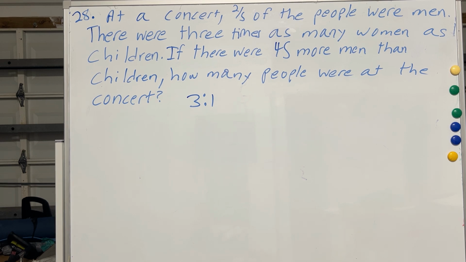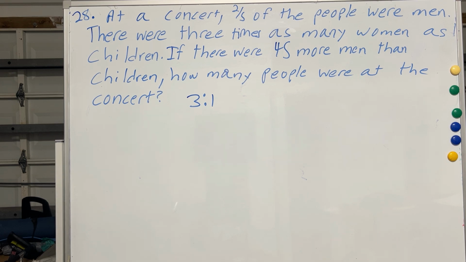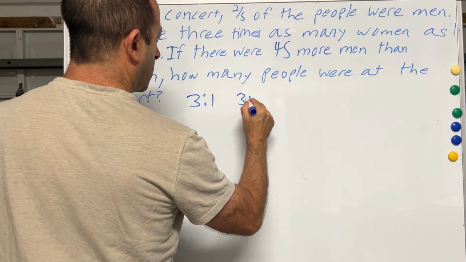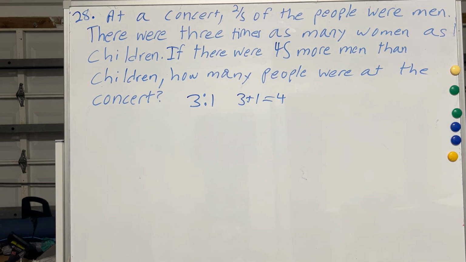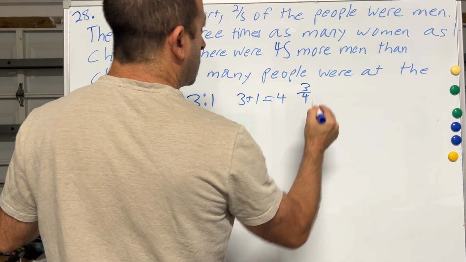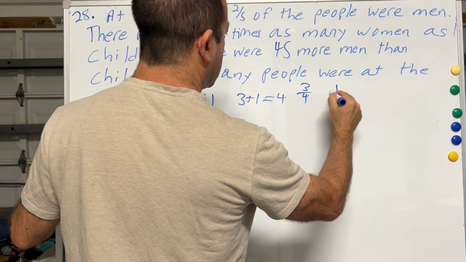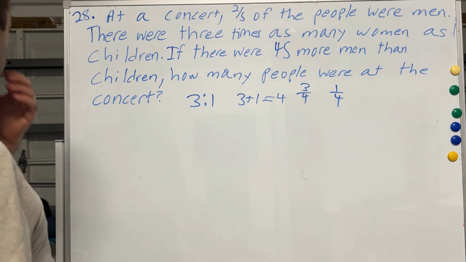And the answer to that is simple. The denominator is the total number of parts. So we add the 2 numbers in the proportion. And so if we want to know the fraction that were women, it's 3 out of 4. The fraction that were children is 1 out of 4. And this works anytime you have a proportion.